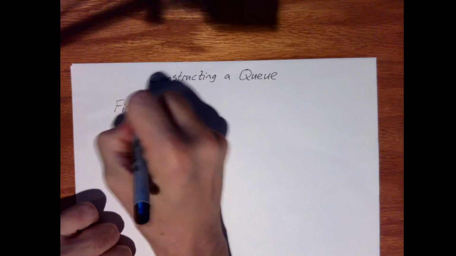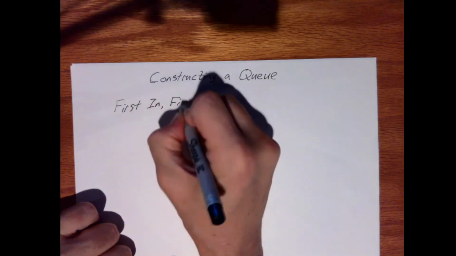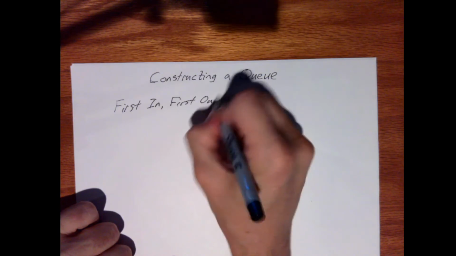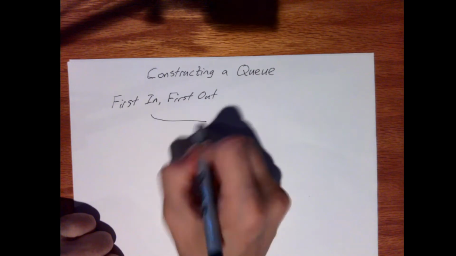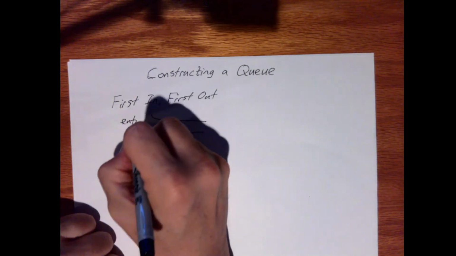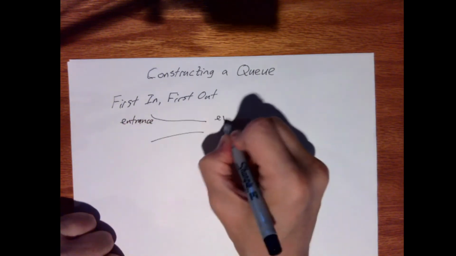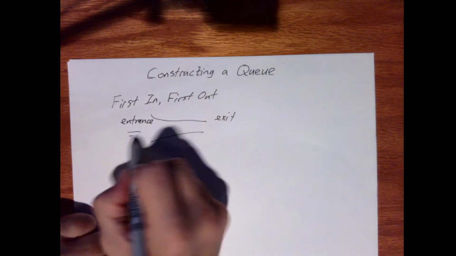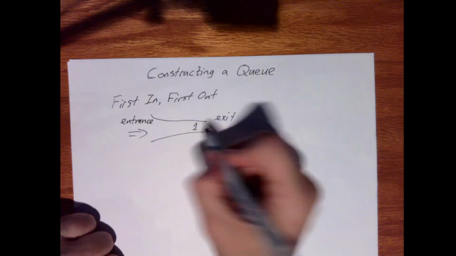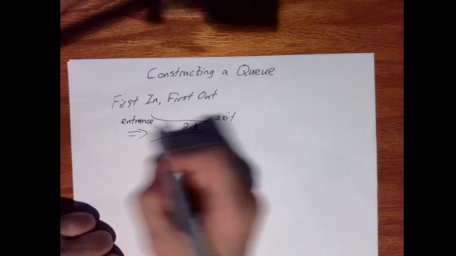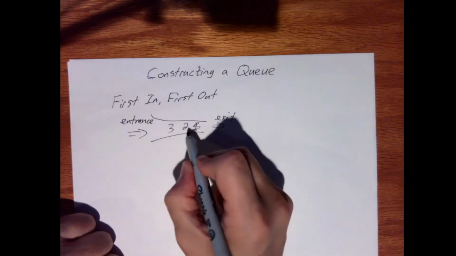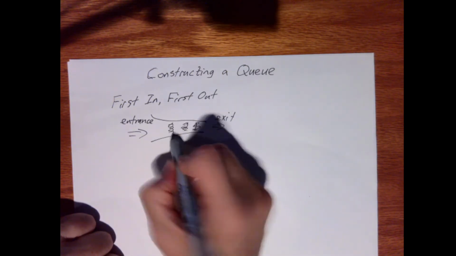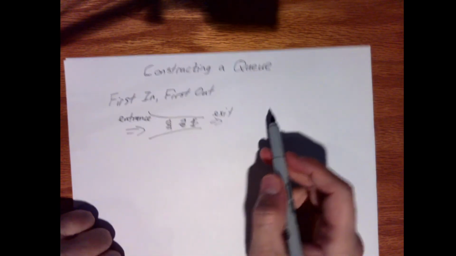So a queue follows the first in, first out model. You've been in many queues in your life because a waiting line is a queue. So imagine we have this here. Here's the entrance. Here's the exit. And so what happens? Person 1 comes in here, followed by person 2, followed by person 3. And then who leaves first? Well, person 1. And then they're followed by person 2, and then followed by person 3. So that's why it's first in, first out.